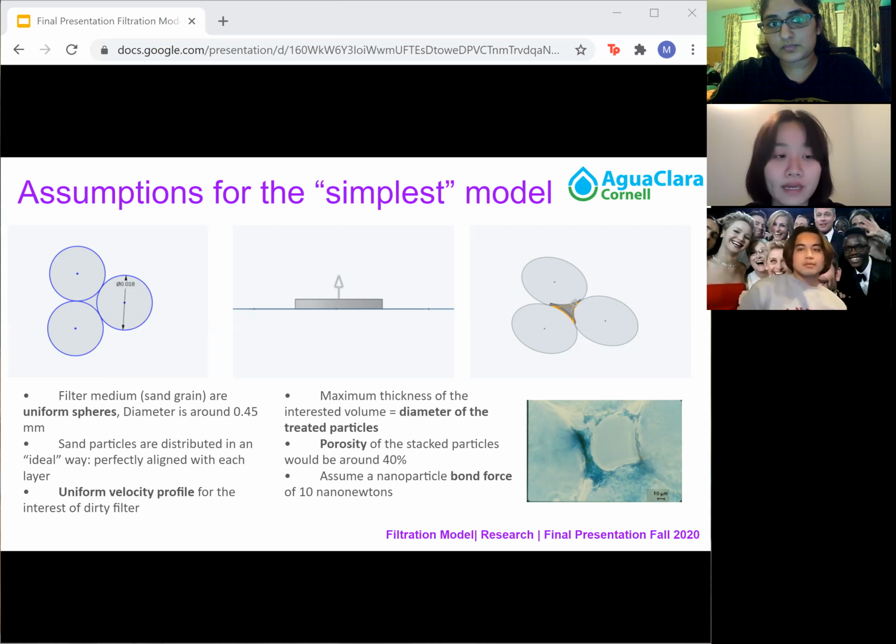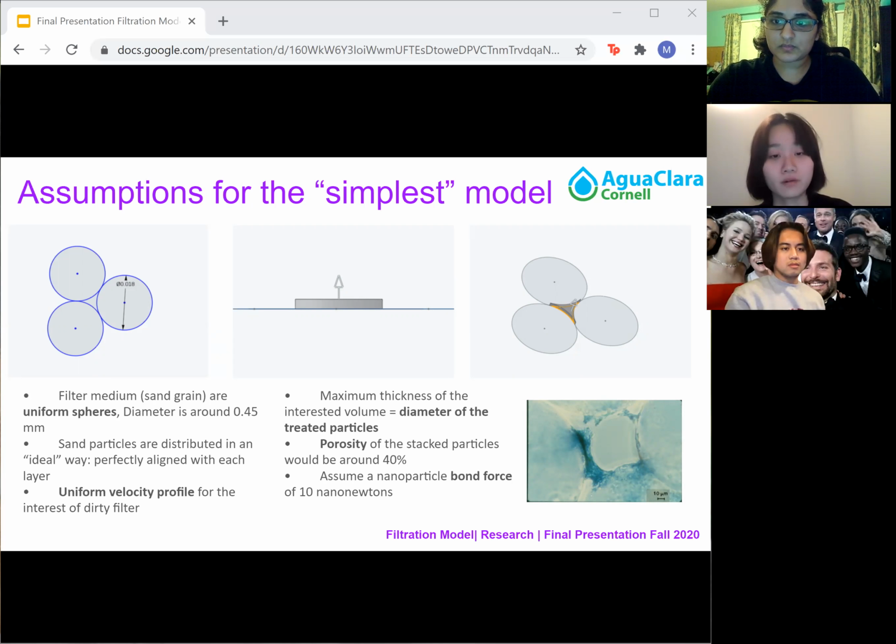We keep the flow rate as a variable in the equation. Given that we are interested in the probability of the particles hitting the wall in the dirty filters within a 20-second time period, the team decided to adopt the uniform velocity profile. For the maximum thickness of particles collected in the area of interest, we assume there will be only one layer of the particle. Maximum thickness of the volume of interest therefore equals the diameter of the treated particles.